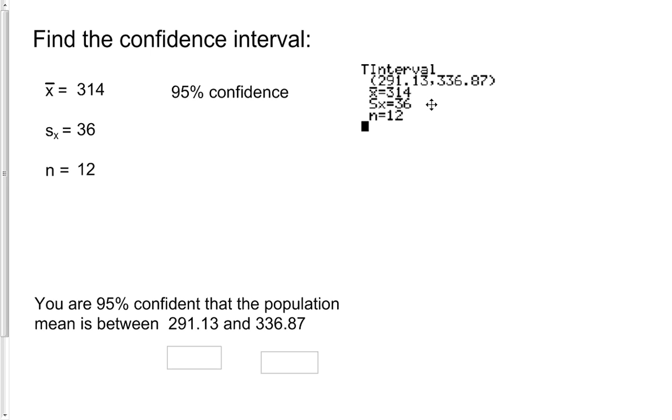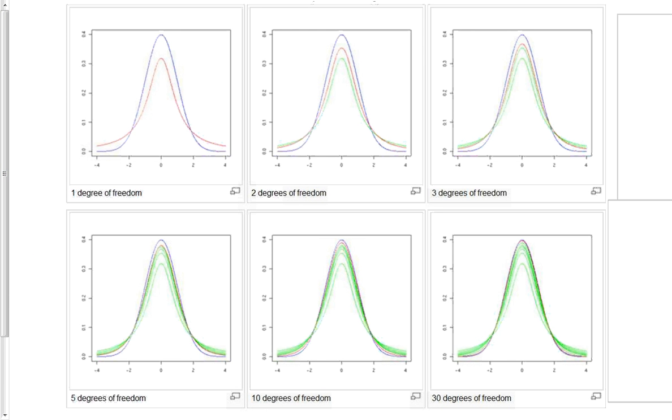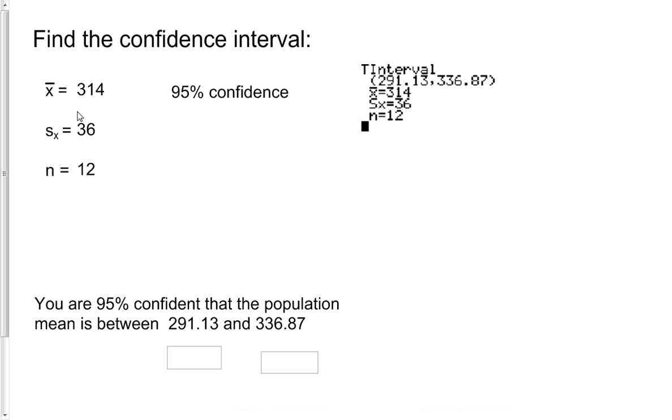Again, we did this the same way we did the z interval, just this time we selected t interval, and instead of having sigma for our standard deviation, like we did earlier, we use SX, which refers to the sample standard deviation.